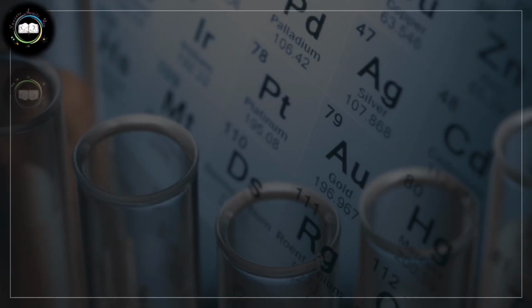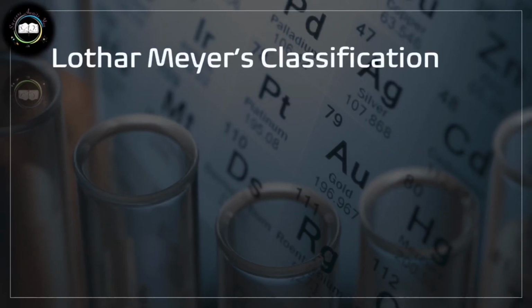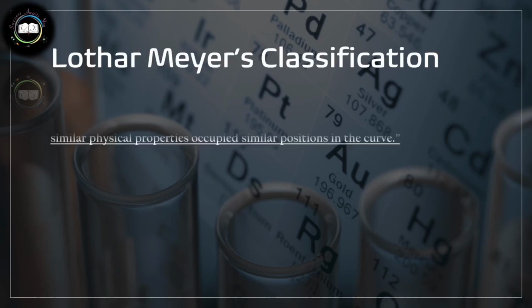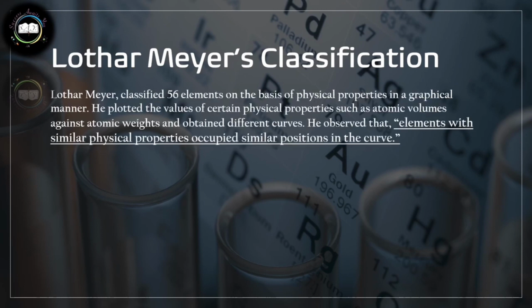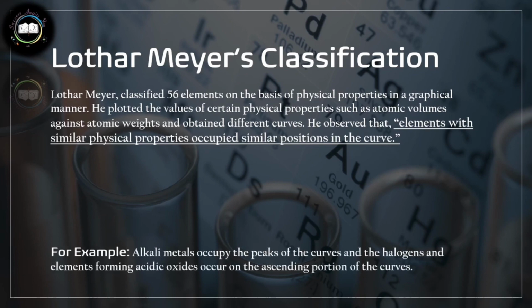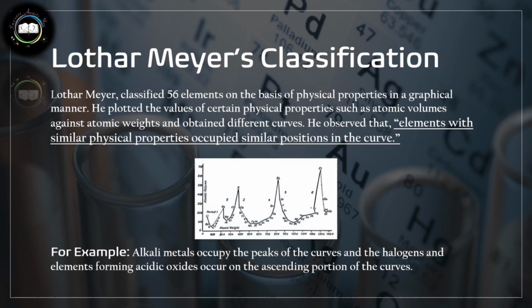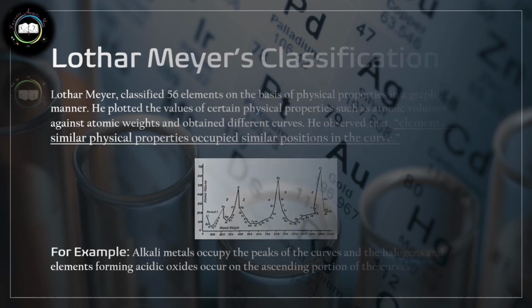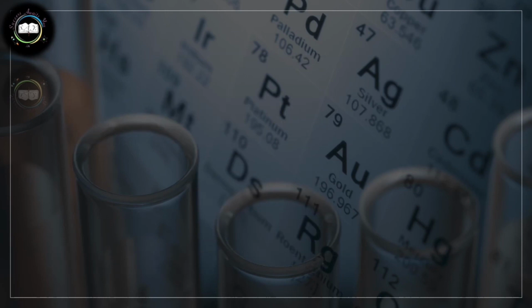Next is Lothar Meyer's classification. In 1869, German chemist Lothar Meyer classified 56 elements arranged in groups 1 to 8. Meyer plotted values of certain physical properties such as atomic volumes against atomic weights and obtained some curves. From those curves he observed that elements with similar physical properties occupied similar positions, such as alkali metals lithium, sodium, potassium, etc. were at the top, while halogens fluorine, chlorine, bromine, etc. were at the ascending part.